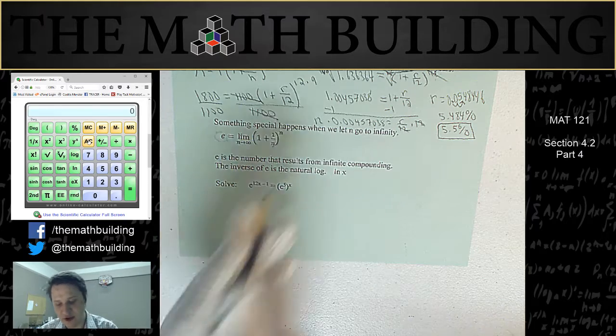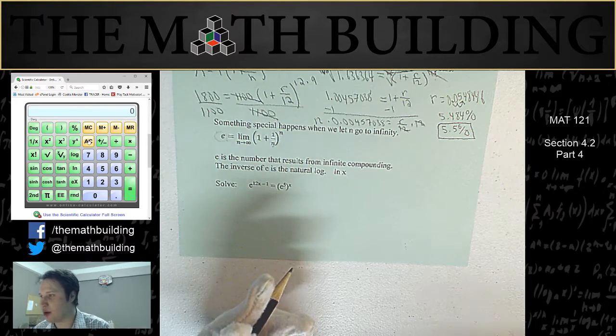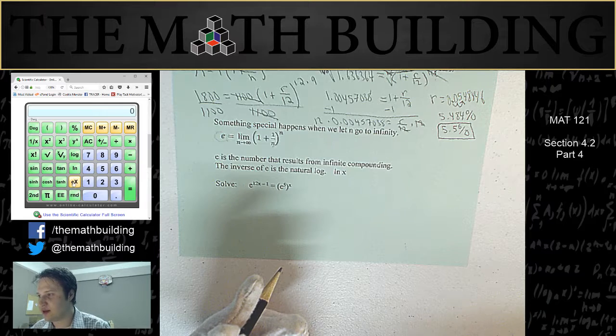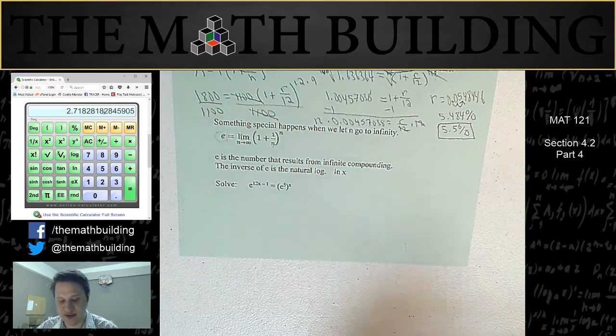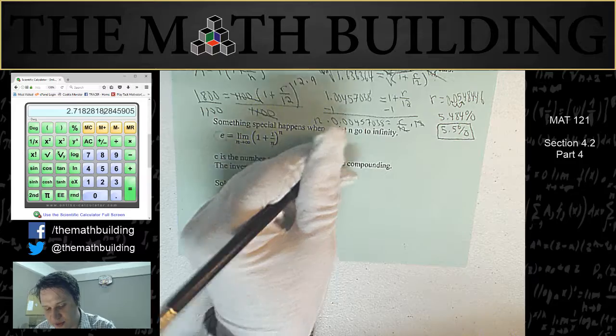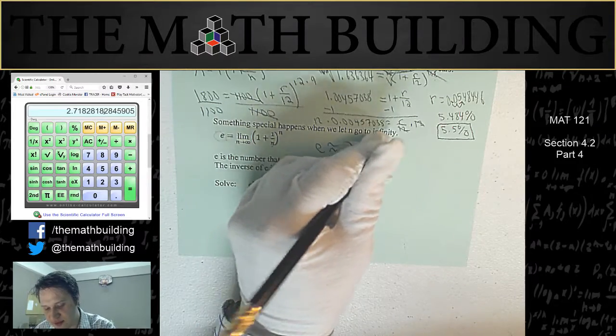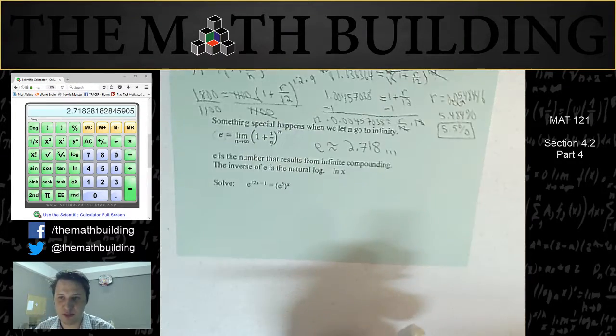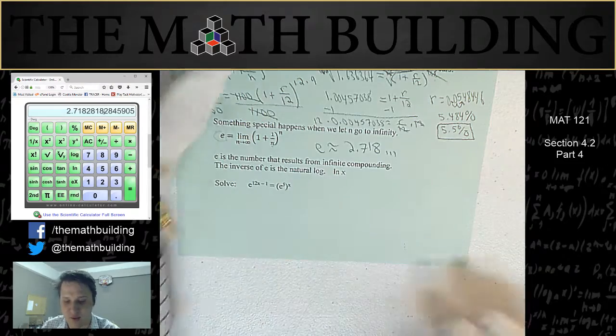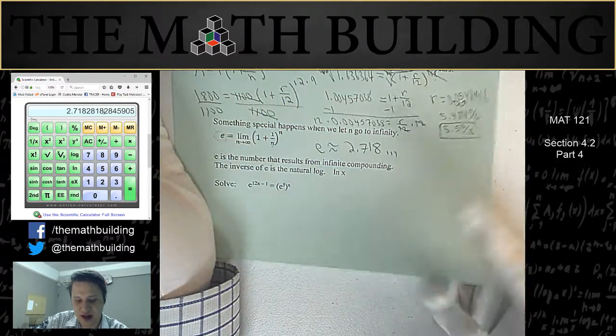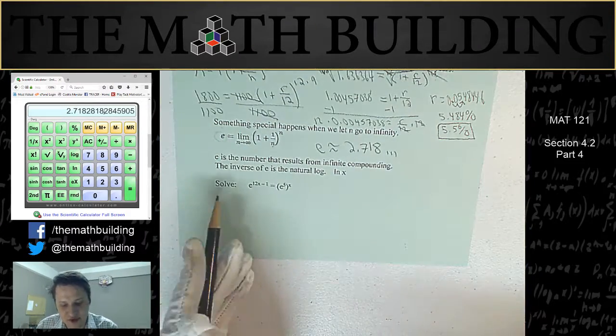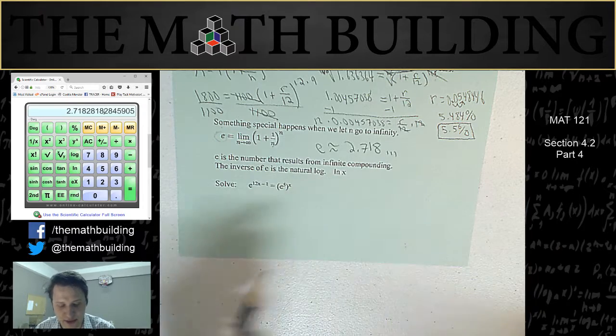And the result is a very special number, usually on most calculators. Here I think it's this button, e to the x. So if I do e to the 1, e to the 1 equals the number right there, 2.718. It's a decimal that goes on forever. It's a transcendental number. It's an amazing number, 2.718. We'll talk about it hopefully in future videos. For now, the inverse of e is the natural log, which we'll talk about in the next video.